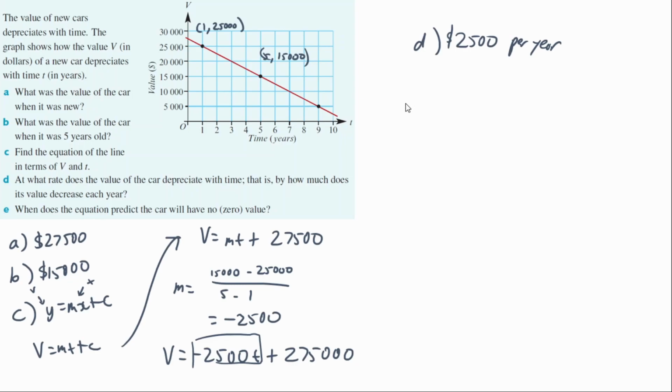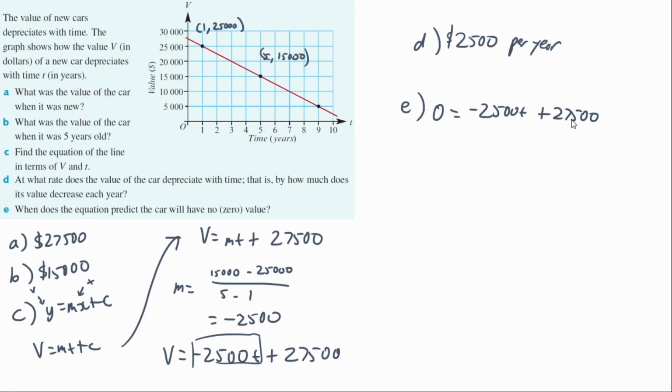And last question, question E. When does the equation predict the car will have no value or zero value? So I could use the equation for this. I've got my equation there. I'm just going to replace V with 0. So I've got 0 equals negative 2,500t plus 27,500. I've noticed I made an error there. That says 275,000. I should get rid of 1 zero there.